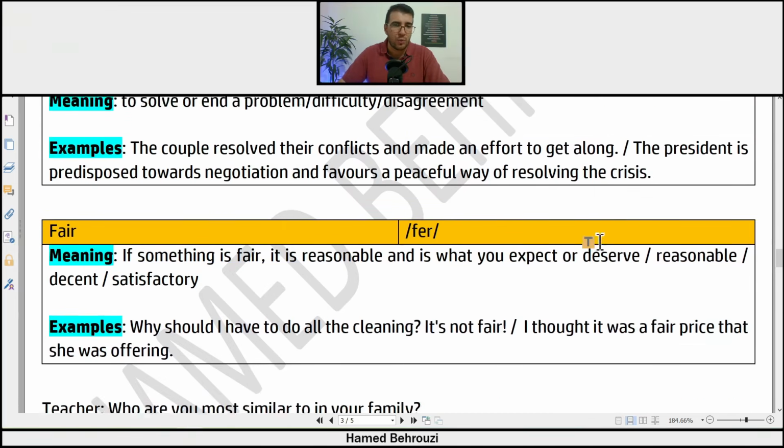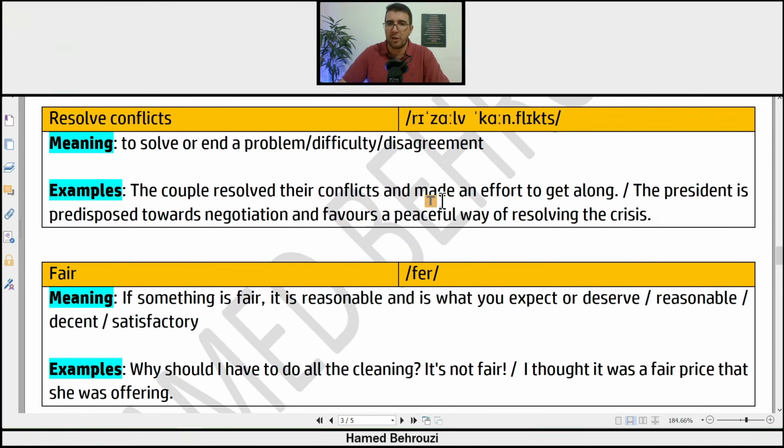Then the next one is resolve conflicts. Resolve conflicts means to solve or end problems, difficulties, or disagreements. The word resolve means to solve something, to end something, to try to find a way for something. And the word conflict itself means a disagreement, difficulty, a problem, something like a fight, an opposition between two people or two things.